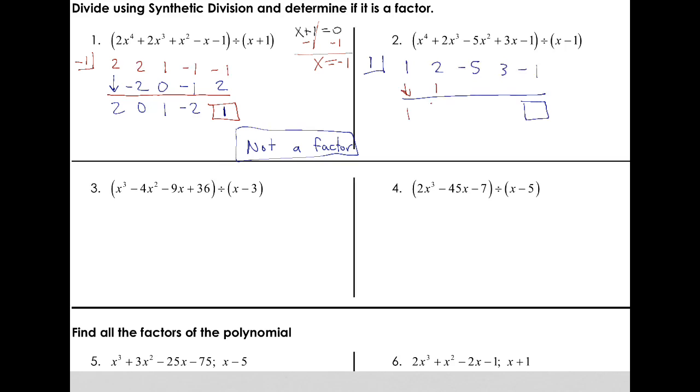Negative 5 plus 3 is negative 2. Negative 2 times 1 is negative 2. That becomes a positive 1. 1 times 1 is 0. And so to answer this question, yes, a factor, because that is equal to 0. So these first 4 are pretty much the same. Well, number 4 is a little bit different. We'll talk about that. So pause it and try number 3 by yourself and then come back.